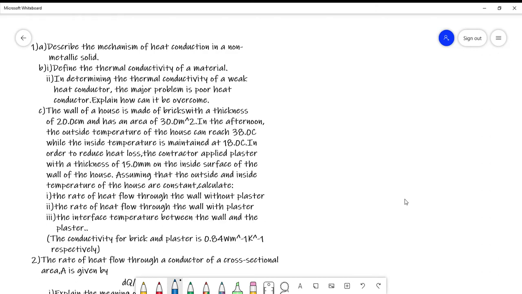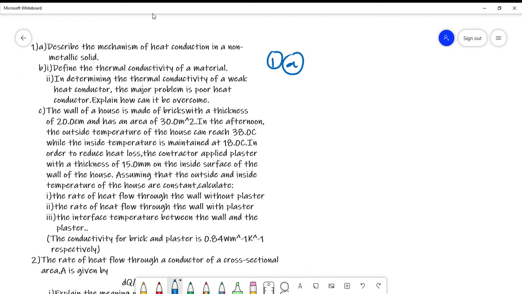Okay, so let's continue our revision of the chapter heat transfer. Let's begin with question number 1. Describe the mechanism of heat conduction in a non-metallic solid. Non-metallic solid means the insulator.